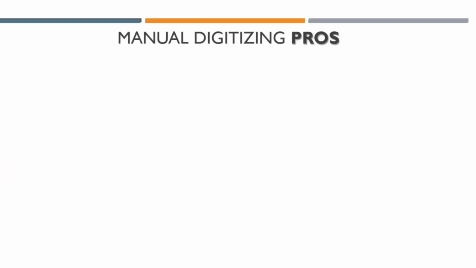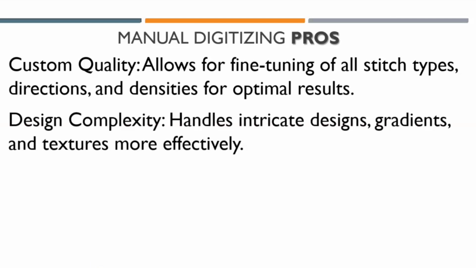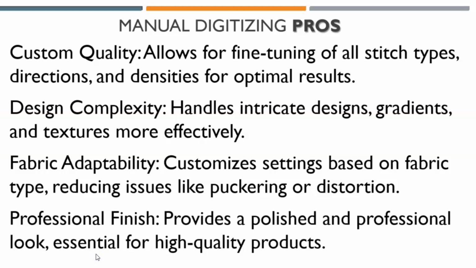Okay, so now let's go into the pros for manual digitizing. So number one, custom quality. Allows for fine-tuning of all stitch types, directions, and densities for optimal results. Design complexity handles intricate designs, gradients, and textures more effectively. Fabric adaptability customizes settings based on fabric type, reducing issues like puckering or distortion. And lastly, a professional finish provides a polished and professional look, essential for high quality products.